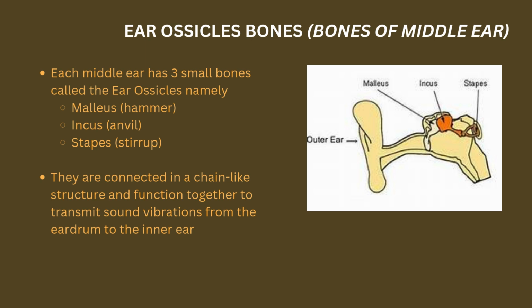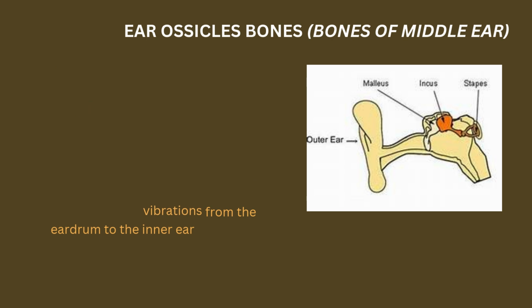So their role is to amplify and transfer the sound, ensuring that the sound waves are strong enough to travel through the fluid of the cochlea, where they can be processed by the brain. So in summary, the ear ossicles, that is malleus, incus and stapes, are essential for hearing, amplifying sound and transmitting vibrations from the eardrum to the inner ear for further processing.